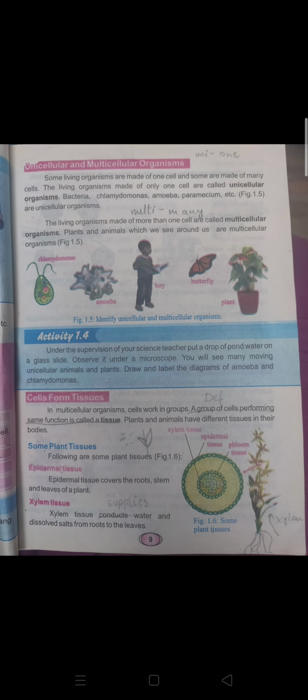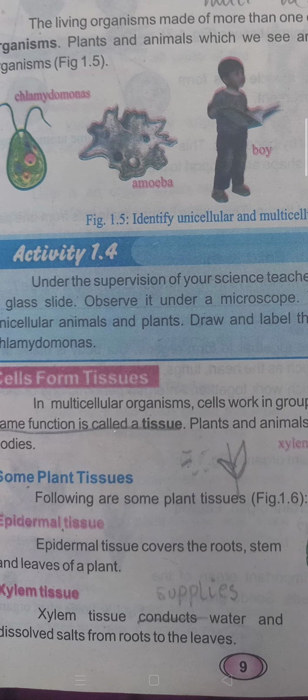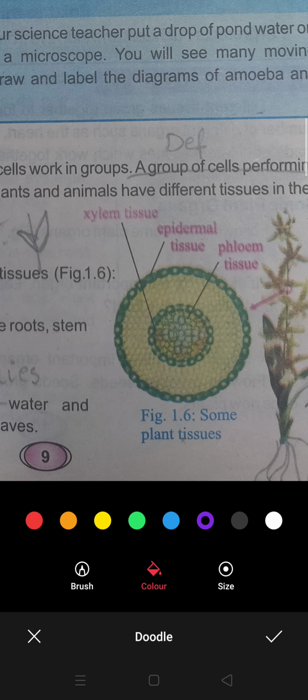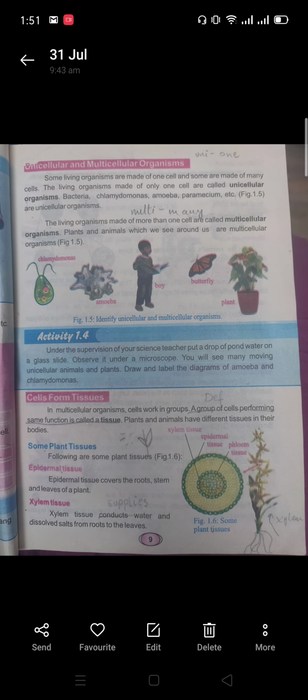Plants and animals have different tissues in their bodies. Some plant tissues are epidermal tissue. This is the epidermal tissue. The outer covering of a plant is made up of epidermal tissue. Epidermal tissue covers the roots, stems and leaves of plants. As I said before, these cover the plant body.